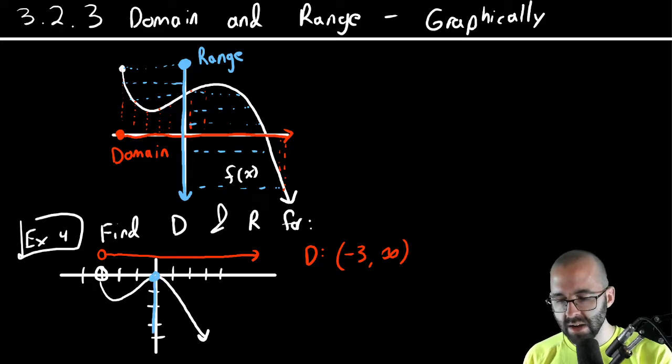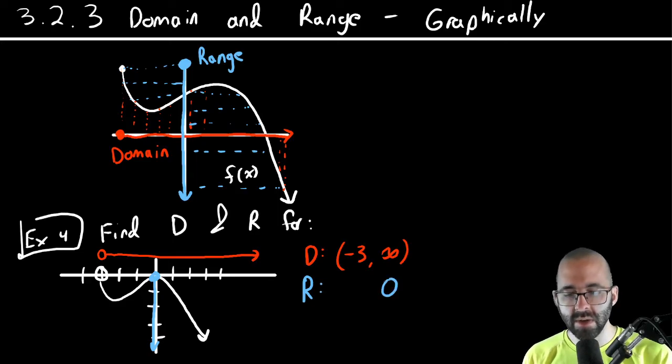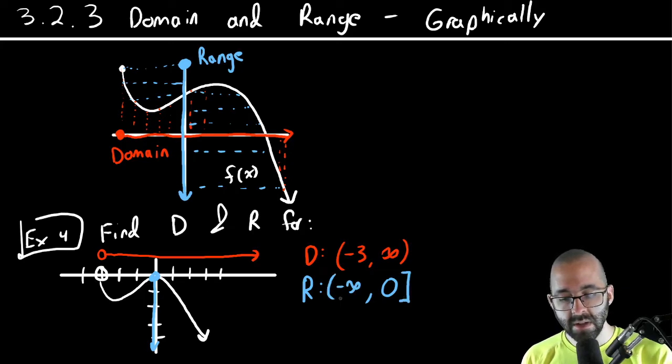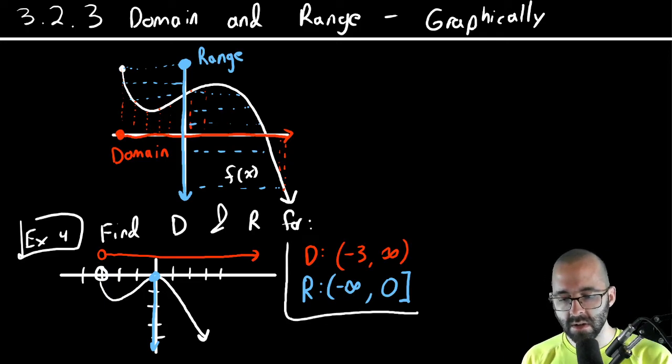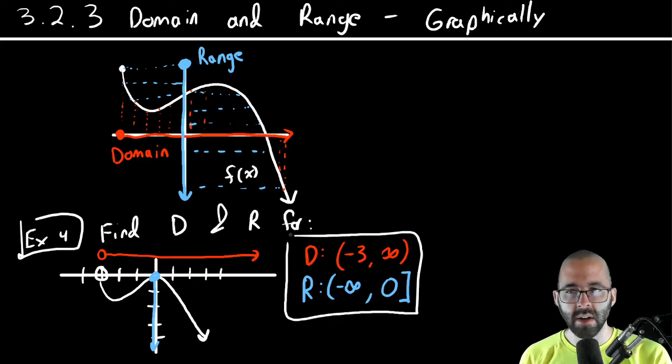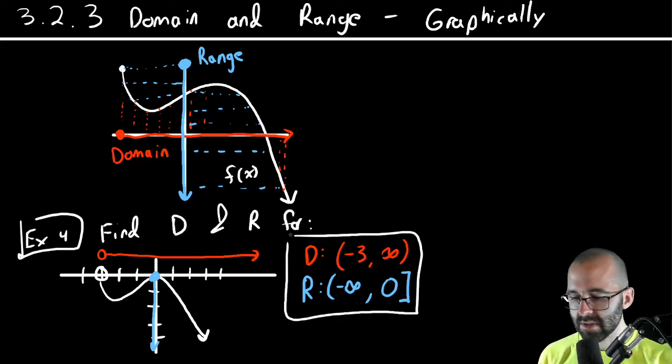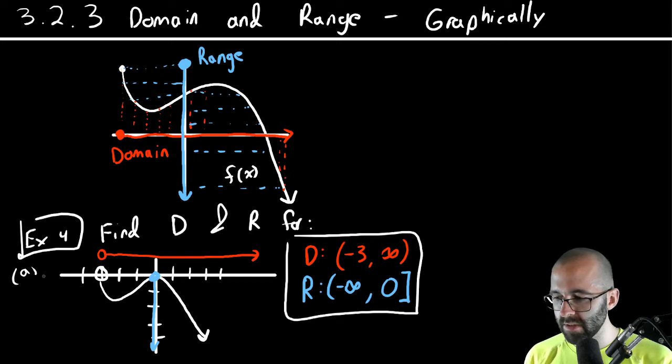Okay, so for the y values, the biggest y value we get is y equals 0. And the smallest y value we can get is as small as we want. 0 is included. Infinity is never included. And that's our domain and range here. All right, we're going to do a couple more of these problems because it's really good to get. This is A.